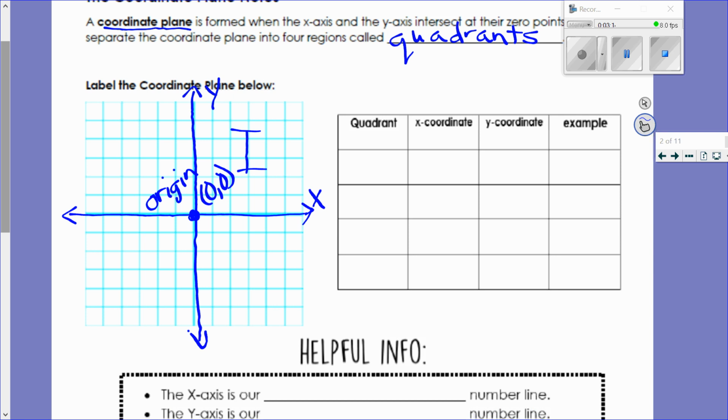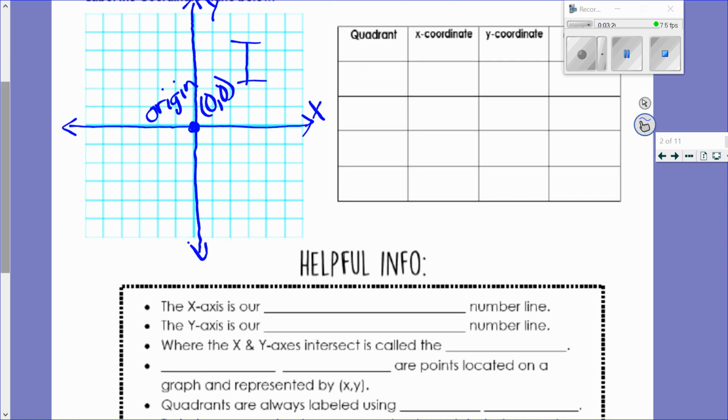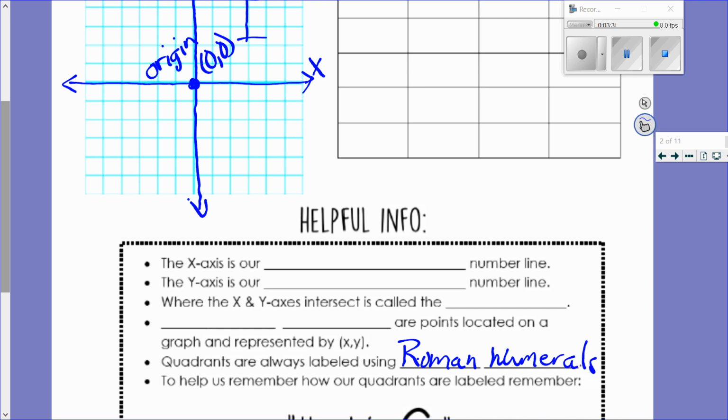Why do you think I use an I? Does anybody know what we call those? Roman numerals. Okay? Roman numerals. So you actually just answered the next one. We use Roman numerals to label our quadrants.